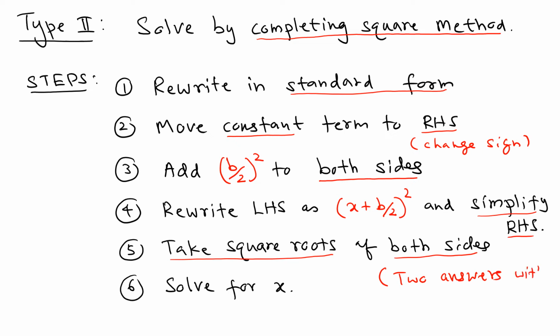With plus or minus. So you're going to get the plus or minus, and then finally you're going to solve for x. So those are the steps when you want to solve a problem using the complete square method. So let's see a few examples to see how it works.